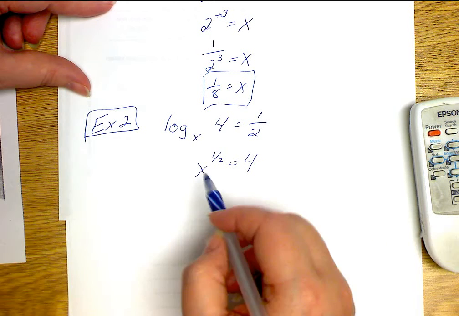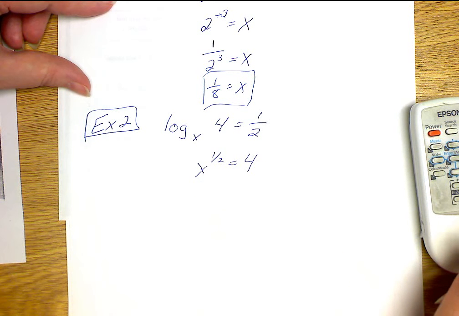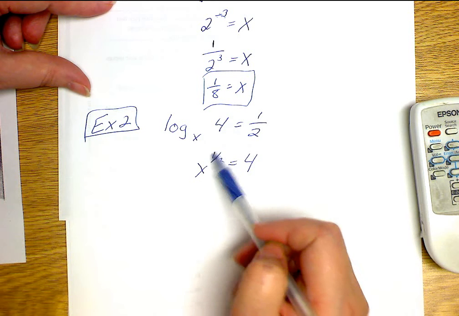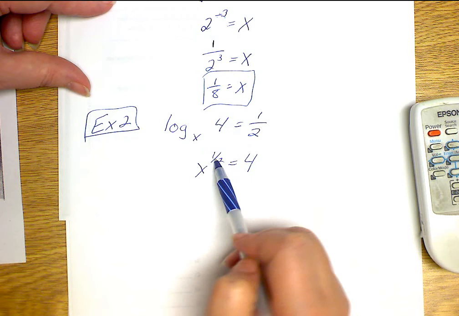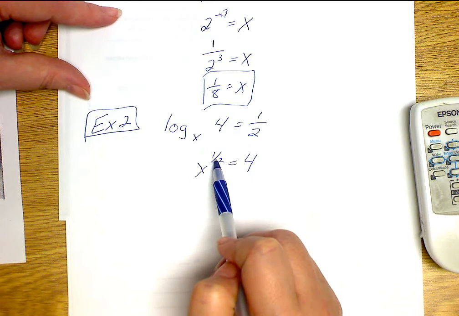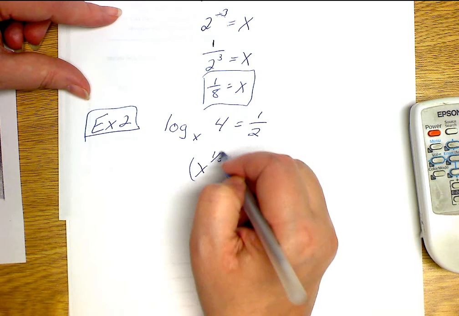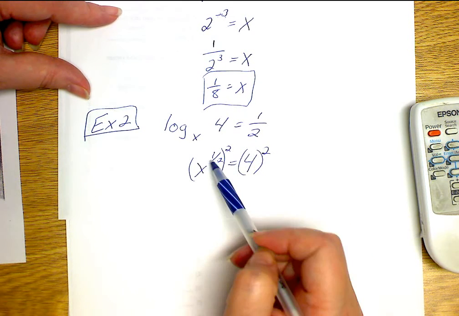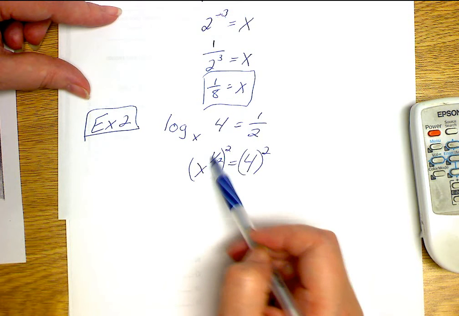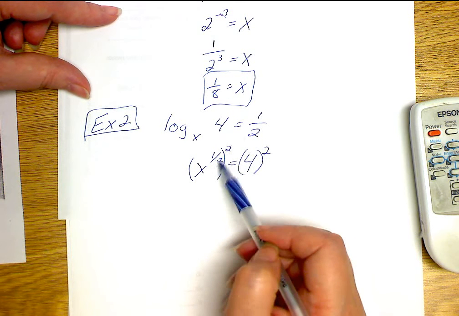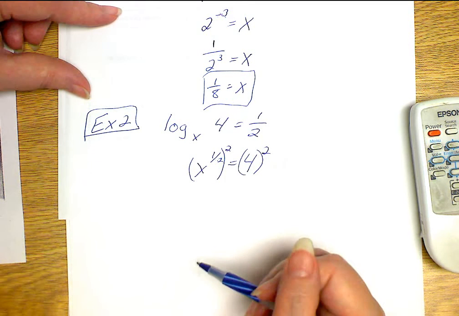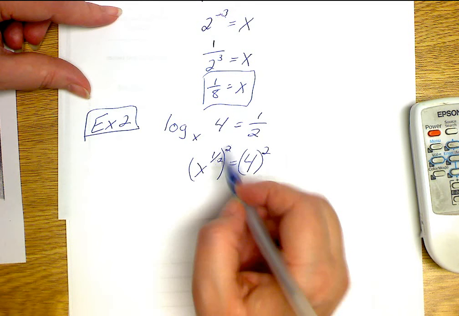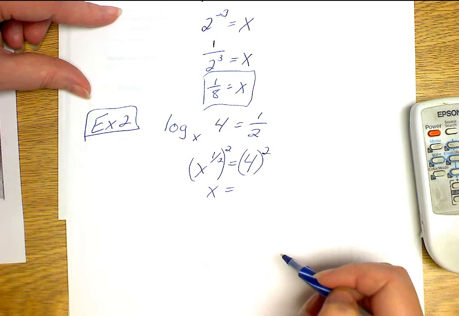How can I solve for x? What is this right here? This is the square root. We have to raise it to the square. We have to get this exponent to 1. So if I raise this, because remember you multiply the exponents, I am going to square it. So x is equal to 16.